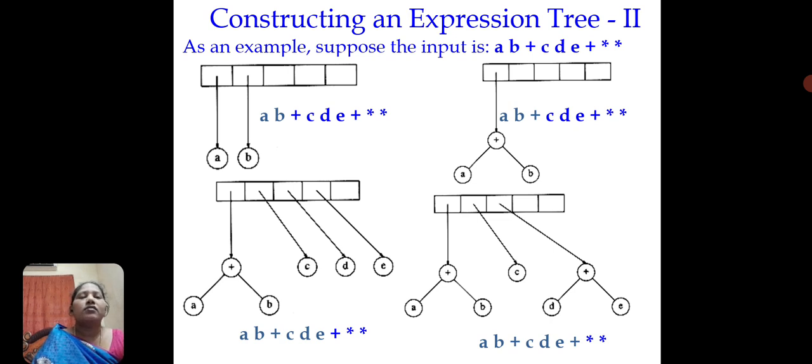The next one is C. It is an operand, so it is pushed inside the stack. The next ones are D and E. They are also operands, so they are also pushed into the stack. The next one is an operator, so the last two pointers D and E are popped out from the stack, and you frame that star as a root node, D as a left child, and E as a right child. The next operator is star. You can see that C will be considered as the left child of star and plus will be considered as the right child of star.